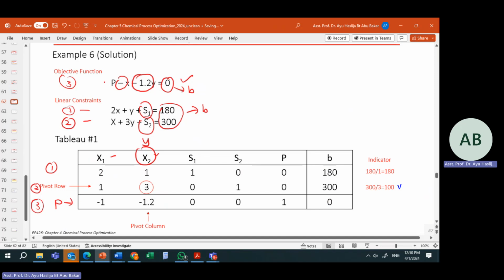Okay, for the objective function, x1 is -1, x2, which is the y, is -1.2. There is no s, so that's why it is 0. P equals 1, and beta equals 0.